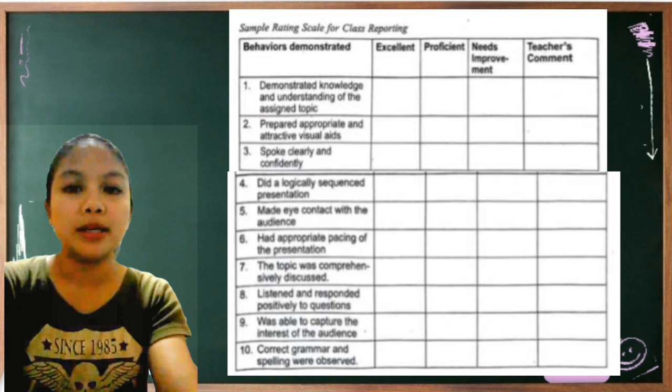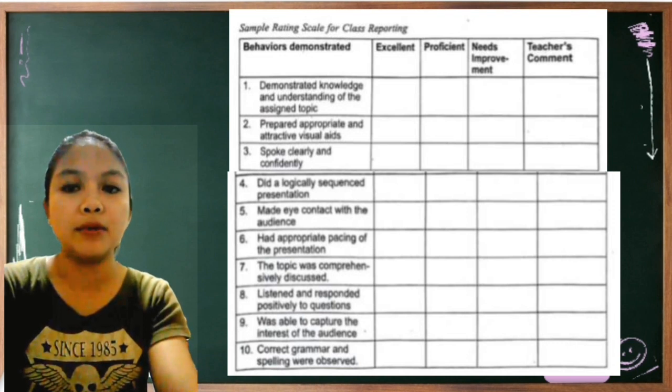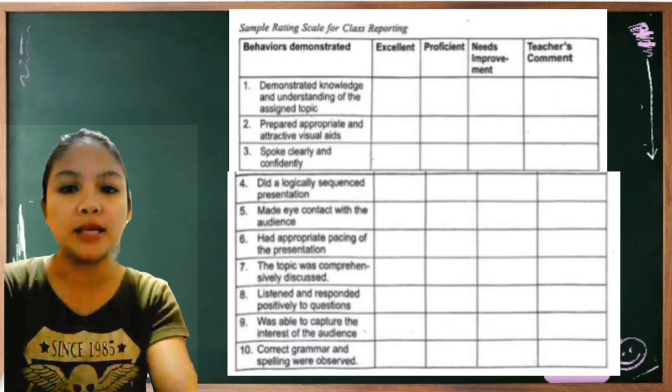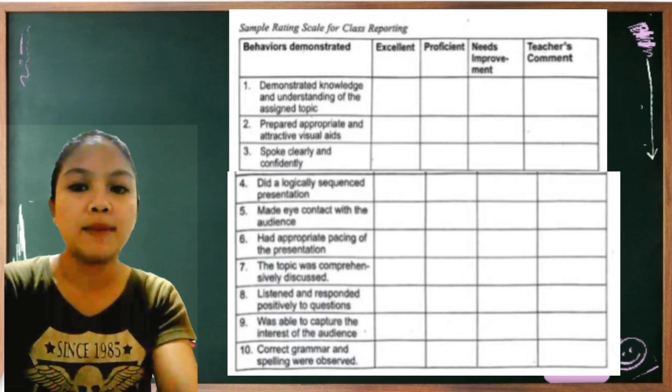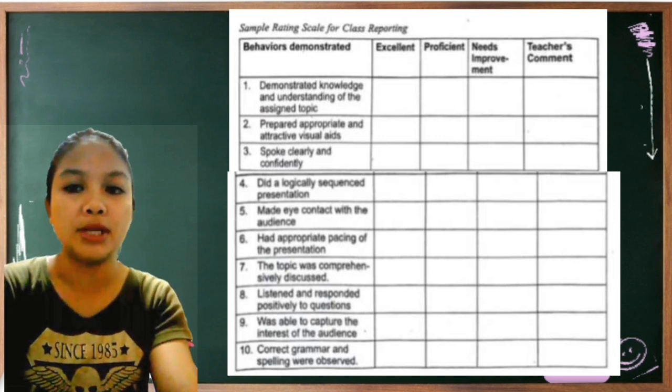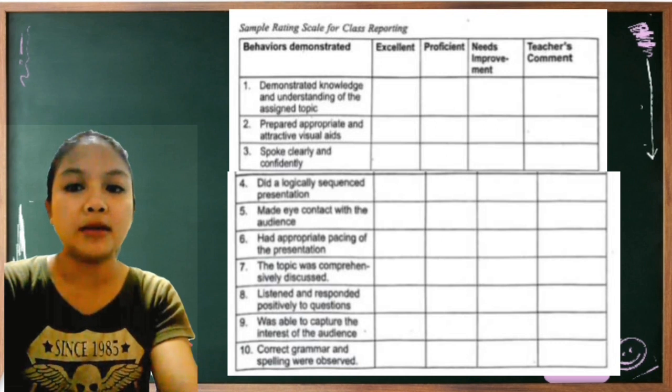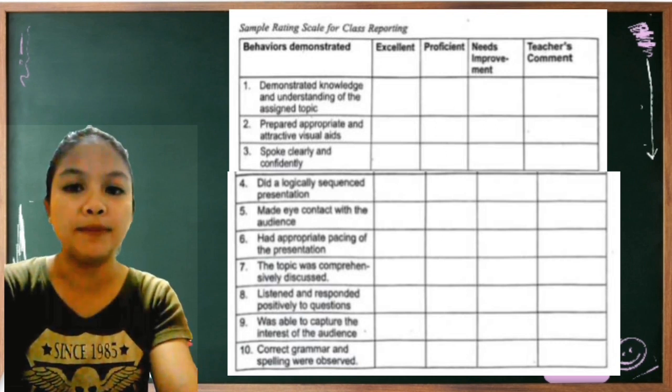Number 4, did a logical and sequenced presentation. Number 5, made eye contact with the audience. Number 6, had appropriate pacing of the presentation. Number 7, the topic was comprehensively discussed. Number 8, listened and responded positively to questions. Number 9, was able to capture the interest of the audience. And number 10, correct grammar and spelling were observed.